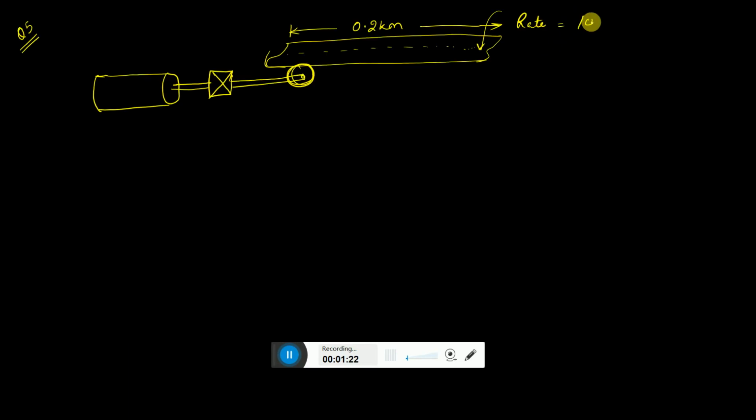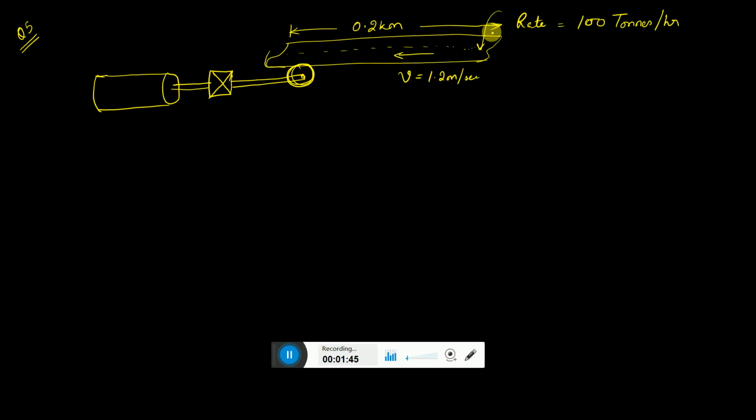100 tons per hour. This is the rate at which the coal is getting into the conveyor belt, and the velocity of this conveyor belt is fixed. That velocity is equal to 1.2 meter per second.